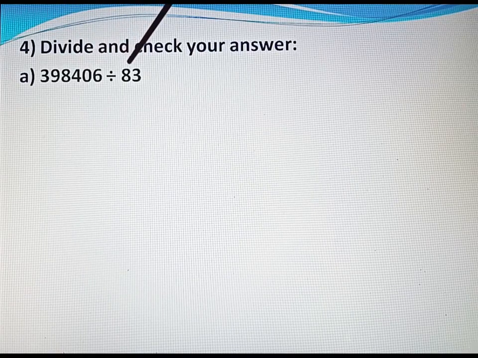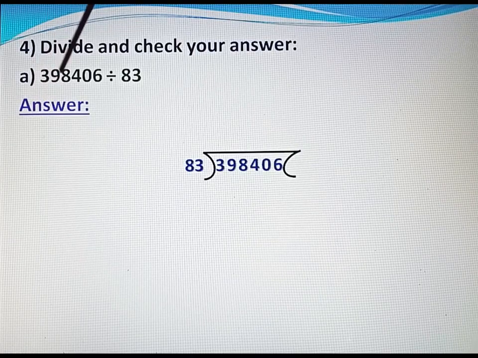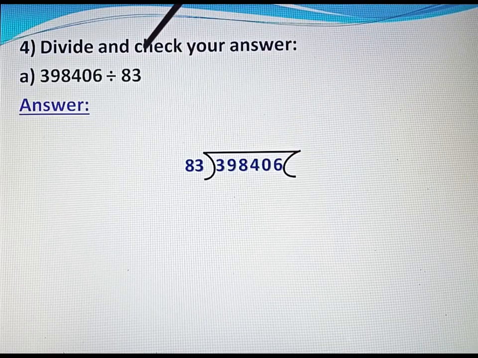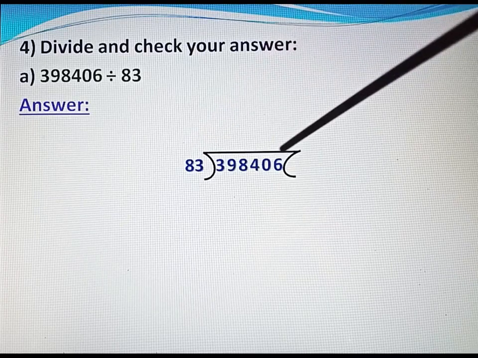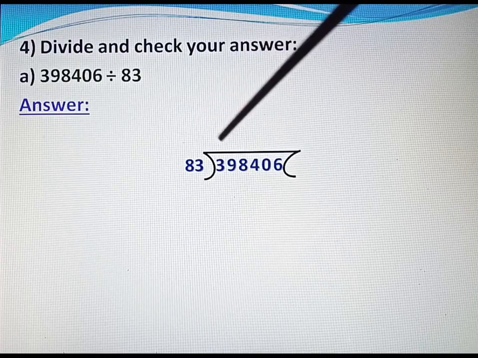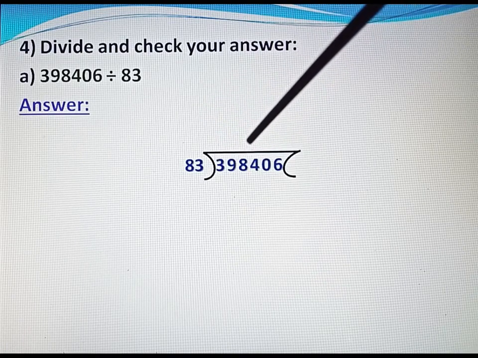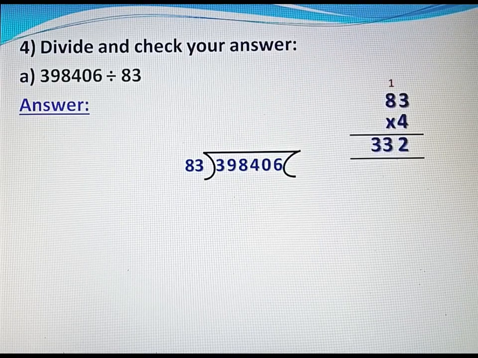3,98,406 divide 83. We will divide 3,98,406 by 83. 3,98,406 is the dividend, so we have written it here, and 83 is the divisor, so we have written it on the left side. Now we will multiply 83 by a number so that the result is equal to 398 or less than 398. It should not be greater than 398. We will multiply 83 by 4.